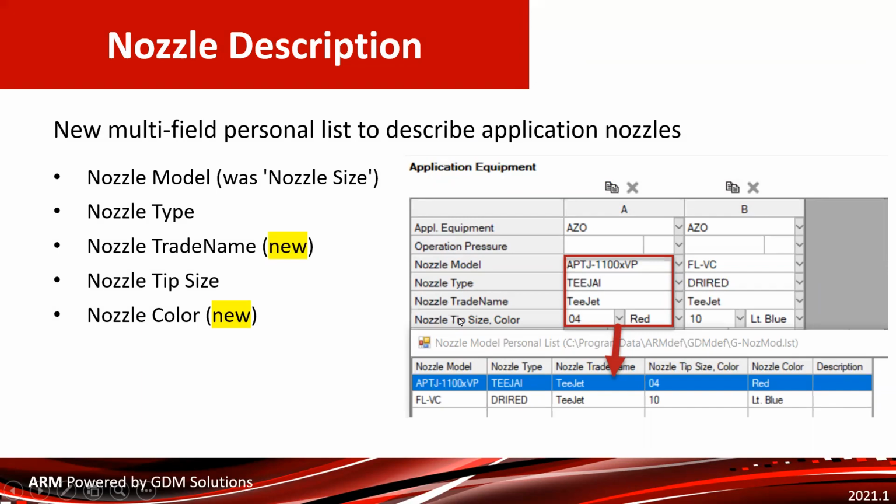Nozzle description. In the application equipment, we added a couple of fields, hopefully to make it a little more clear what piece of information should be filled in related to the nozzle part of your application equipment. And then we also made the nozzle model into a personal list, so you can describe your nozzle and save that to a personal list so you can use it again and again.